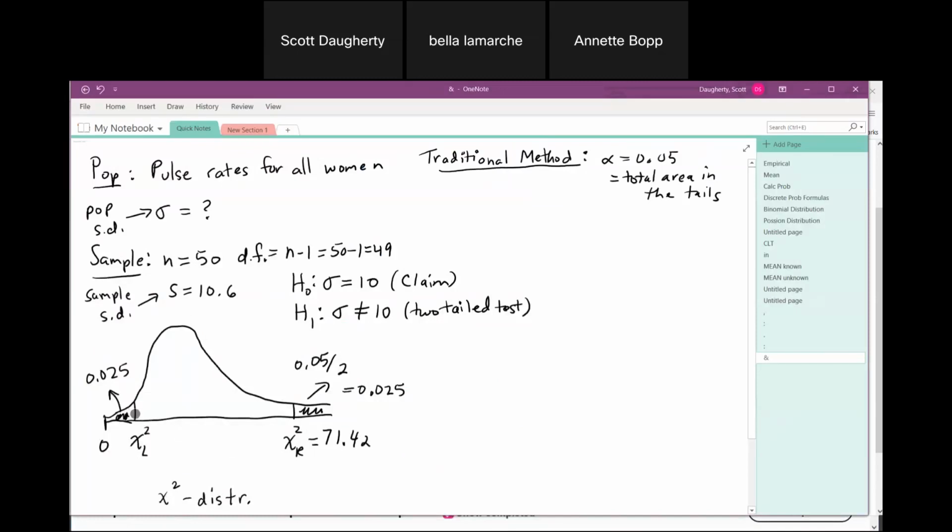Okay, and then chi-squared left. The thing we know about chi-squared left is it has an area of 0.025 to the left of it. But the table wants the area to the right of that. So you just have to say 1 minus 0.025 to get the area to the right of it, and you're going to get 0.975.